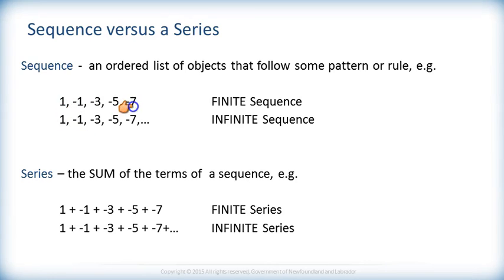It can be a finite sequence where there's only a certain number of terms, or it can be an infinite sequence where the terms go on and follow the pattern forever. The only difference between a sequence and a series is that a series adds the terms of the sequence. So once again, we have either a finite series or an infinite series. And we know we have an infinite series or sequence if these ellipsis points have been used.